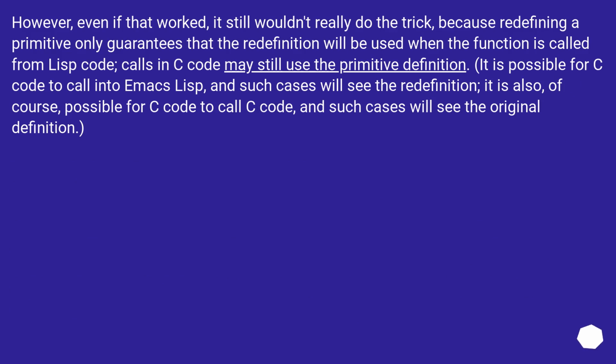However, even if that worked, it still wouldn't really do the trick, because redefining a primitive only guarantees that the redefinition will be used when the function is called from Lisp code. Calls in C code may still use the primitive definition. It is possible for C code to call into Emacs Lisp, and such cases will see the redefinition. It is also, of course, possible for C code to call C code, and such cases will see the original definition.